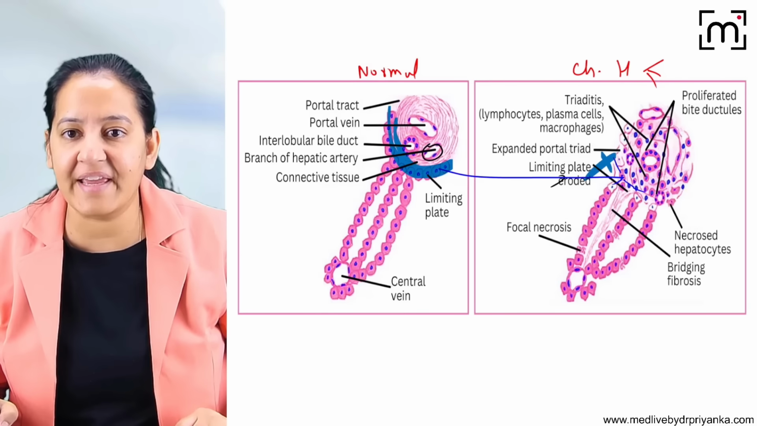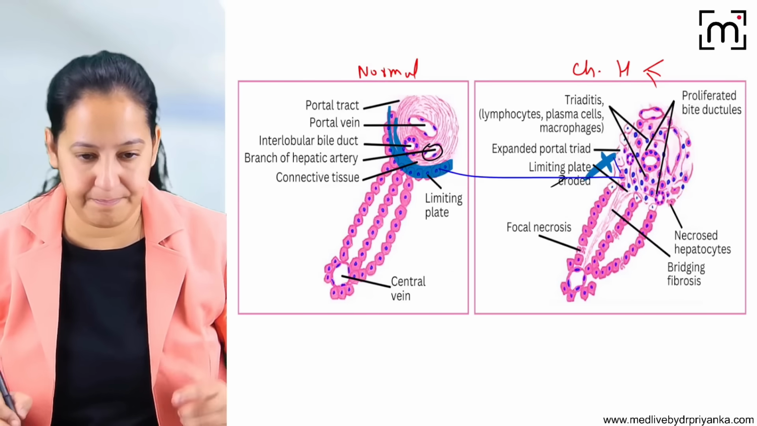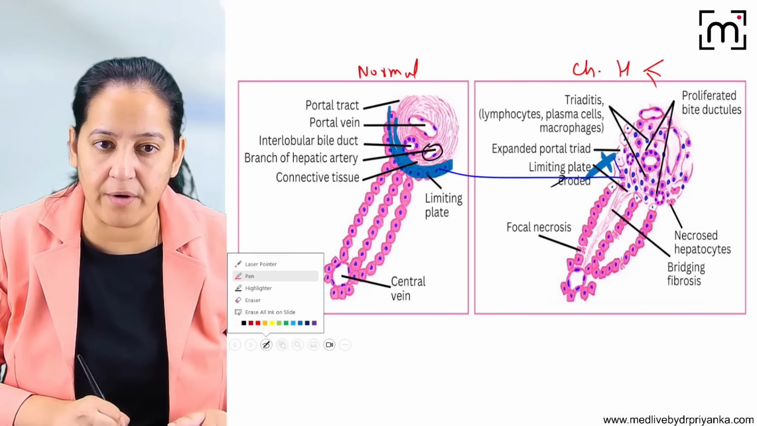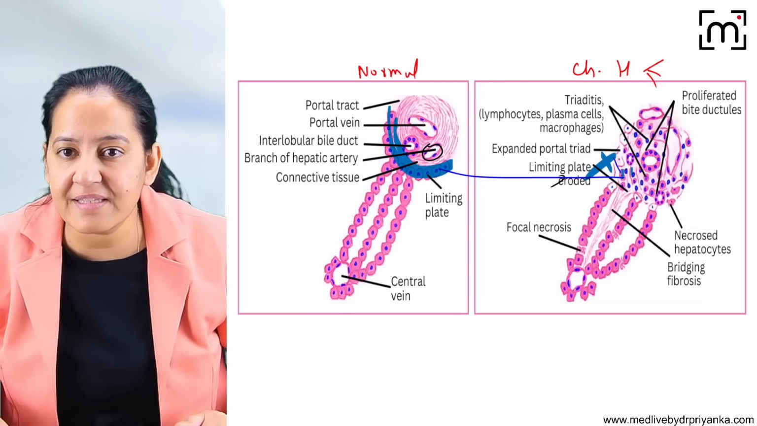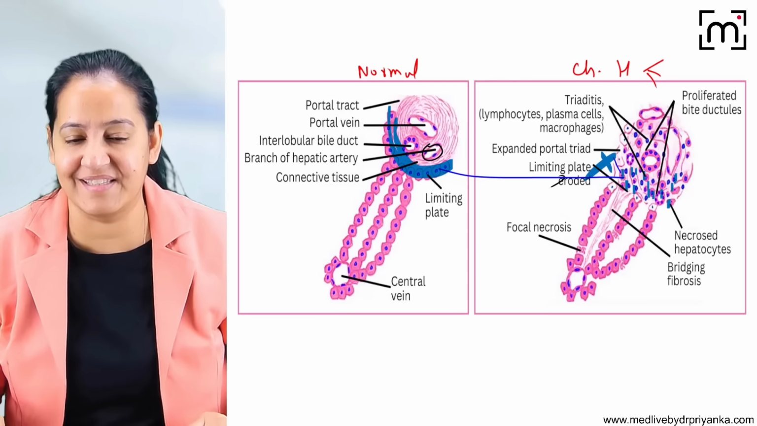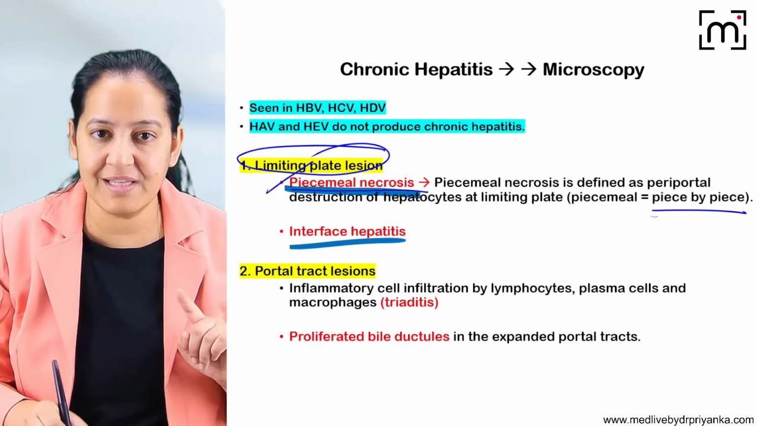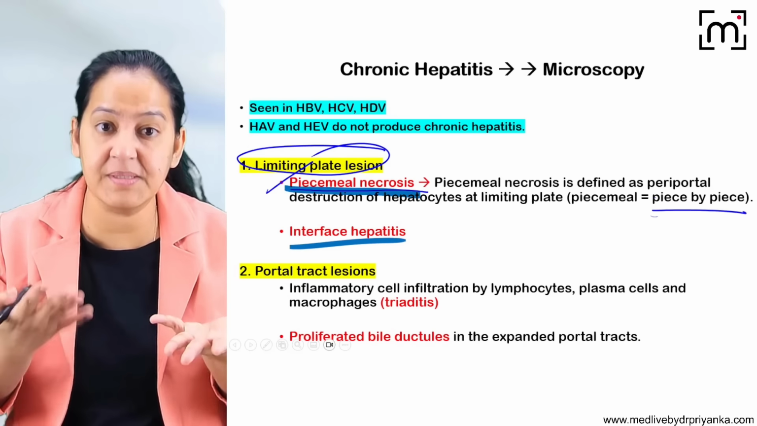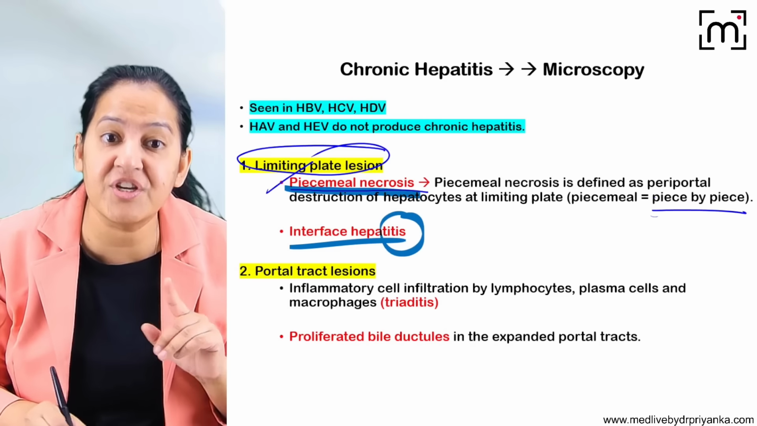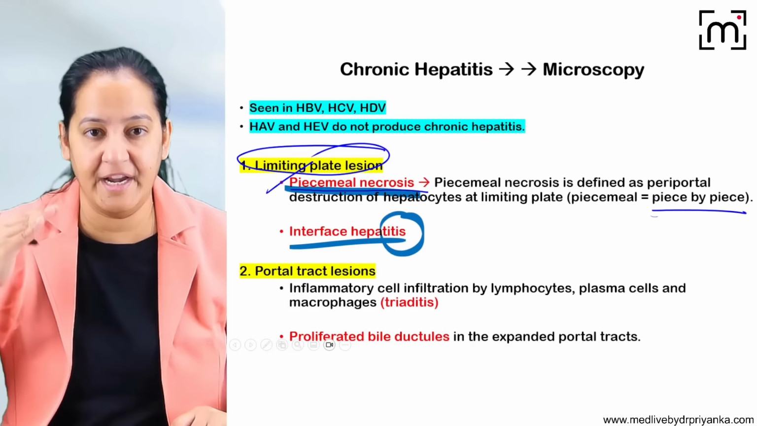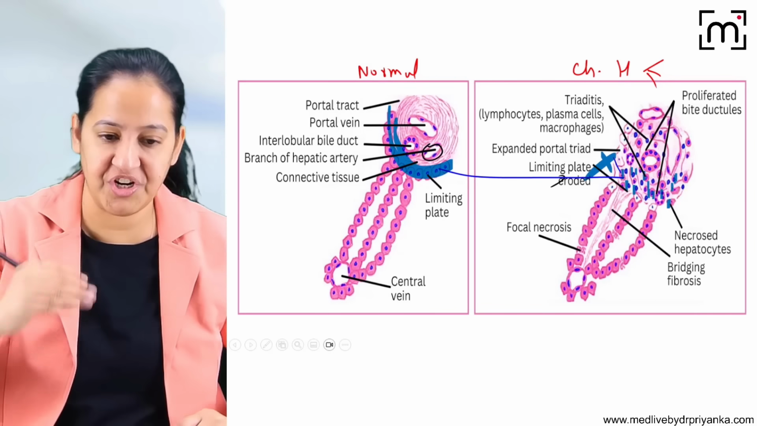And instead of that, I can see the inflammation there. So the limiting plate is gone, I agree. But instead of that, I can see the lymphocytes there. So that is known as interface hepatitis. So first the limiting plate is gone, that is piecemeal necrosis, and instead of that I am having inflammation, that is itis, hepatitis. Interface means junctional, it's the junctional hepatitis.